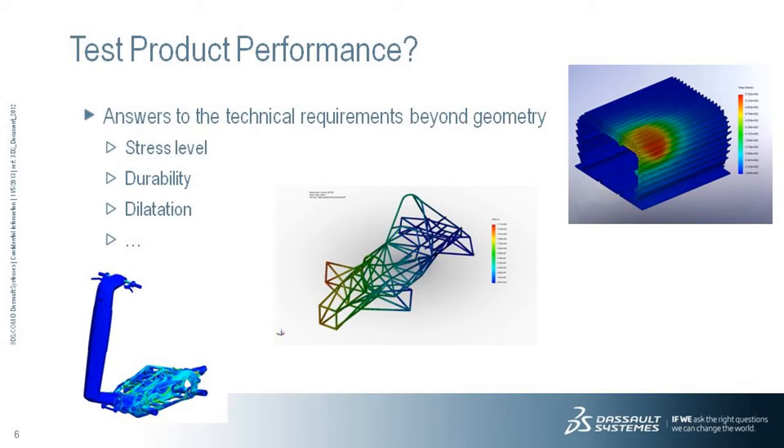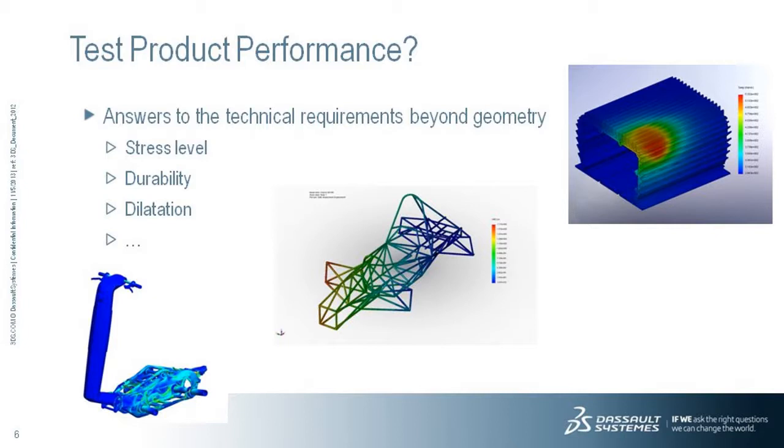So what do we get if we are doing virtual performance testing? At first, testing the performance of a product during the product development process offers answers to your technical doubts, to your technical questions beyond pure geometry criteria. You can test, for example, if your product supports the operating workloads in different environments or use cases. You can test if your product lifetime is the expected one for maintenance planning, for example. And you can test if your product won't deform too much in extreme temperature environments and much more.